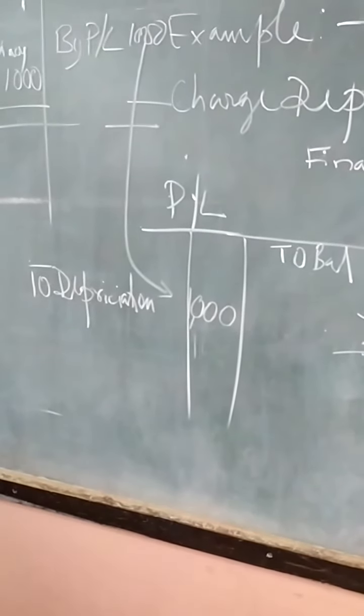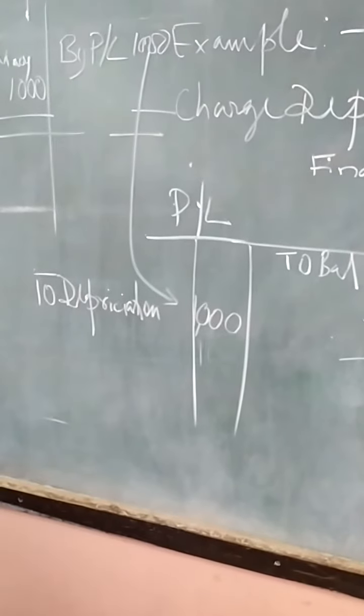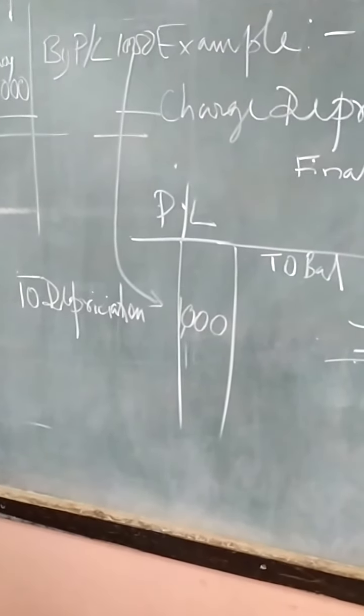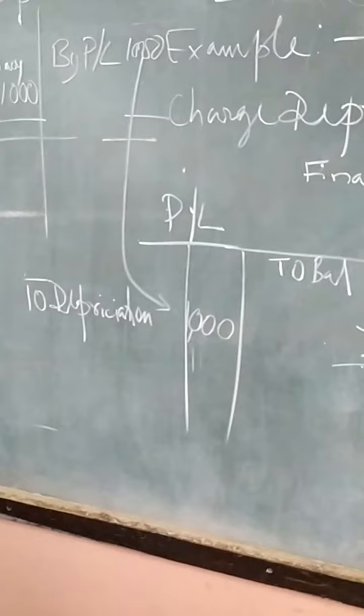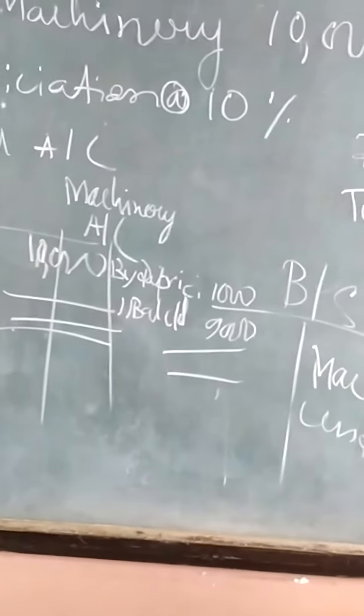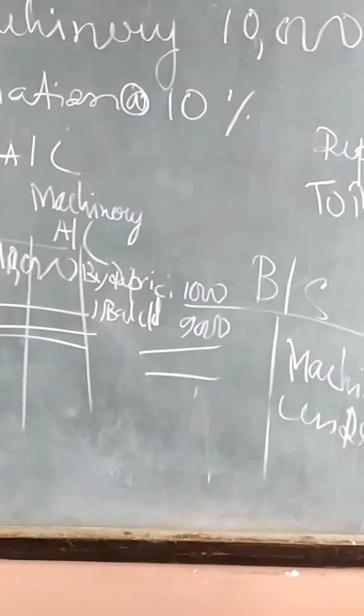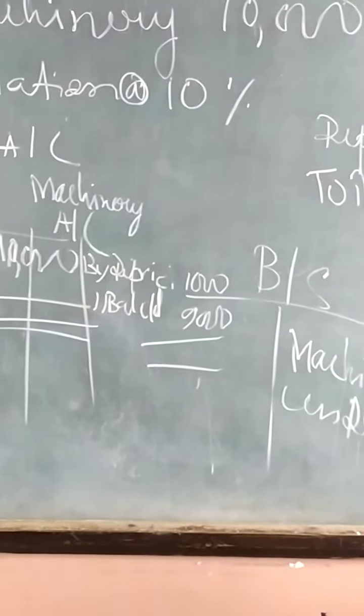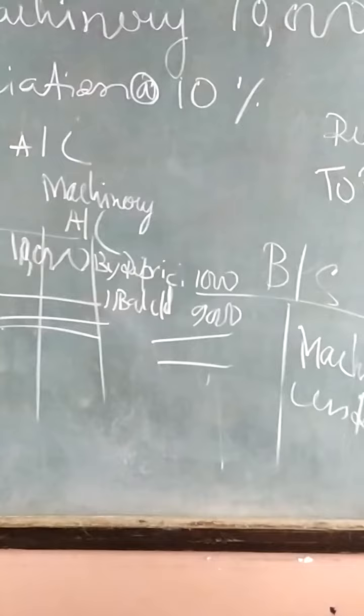So by P&L account to depreciation, what is the journal entry? P&L account debit to depreciation. The second journal entry we can show: P&L account debit to depreciation. Then if we open a machinery account, it will be written over there as "by depreciation" in machinery 1,000.